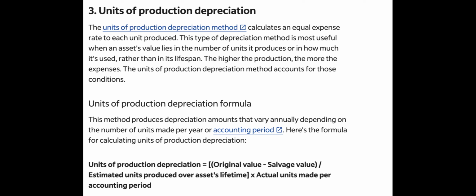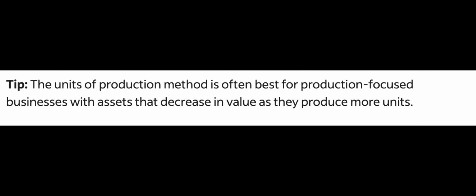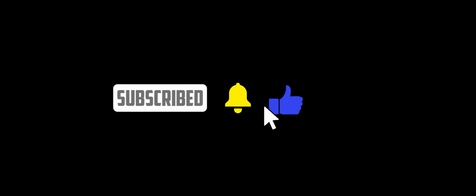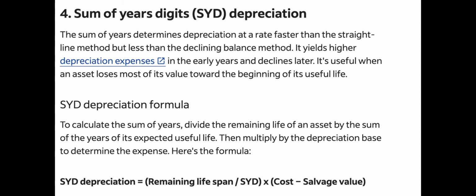Tip: the units of production method is often best for production-focused businesses with assets that decrease in value as they produce more units. 4. Sum of years digits (SYD) depreciation. The sum of years determines depreciation at a rate faster than the straight-line method but less than the declining balance method. It yields higher depreciation expenses in the early years and declines later.